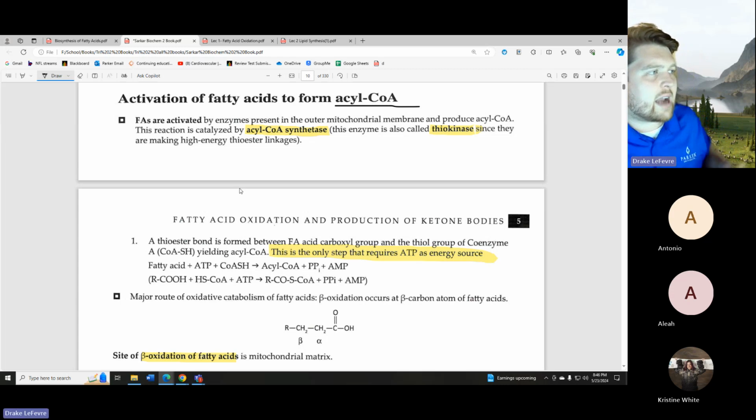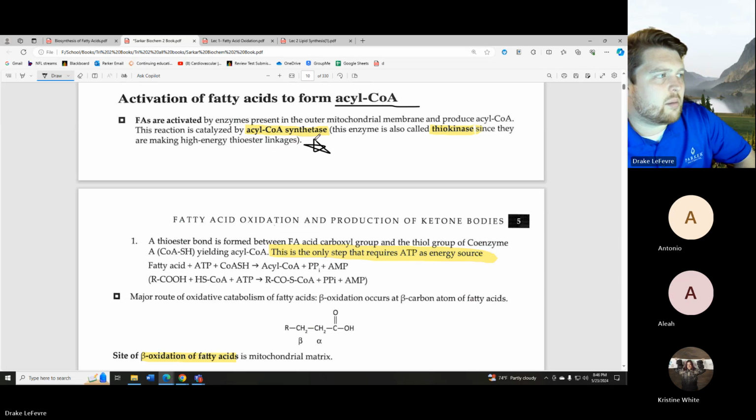So the fatty acids are activated by enzymes present in the outer mitochondrial membrane, and they produce acyl-CoA. This reaction is catalyzed by acyl-CoA synthetase. This enzyme is also called thiokinase, since they are making high-energy thioester linkages. That right there pops off a light in my brain saying that is a test question.